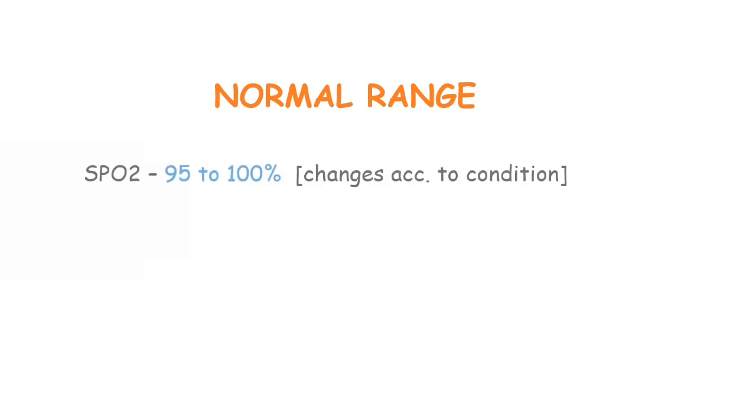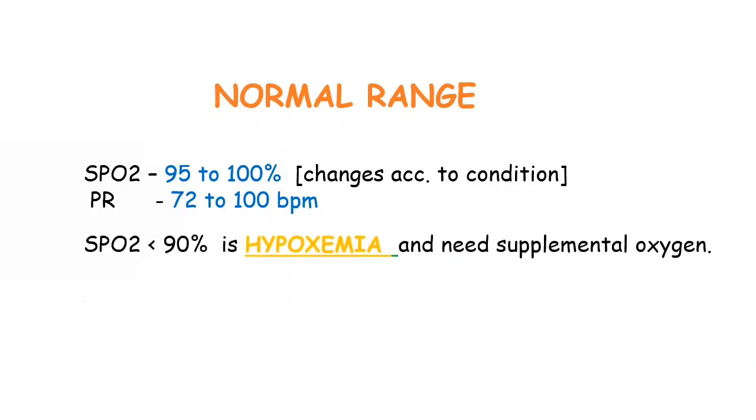What is the normal range? Oxygen saturation is considered normal if it is in the range of 95 to 100%, which changes according to the disease conditions. Pulse rate ranges from 72 to 100 beats per minute, and oxygen saturation less than 90% is considered hypoxemia and needs supplemental oxygen.